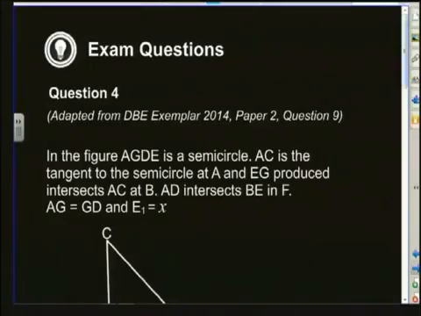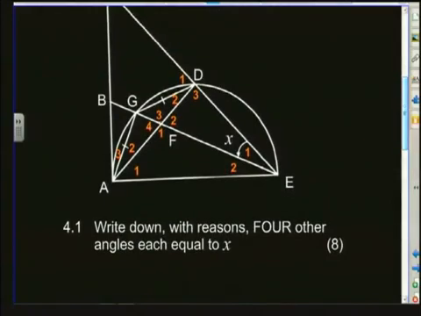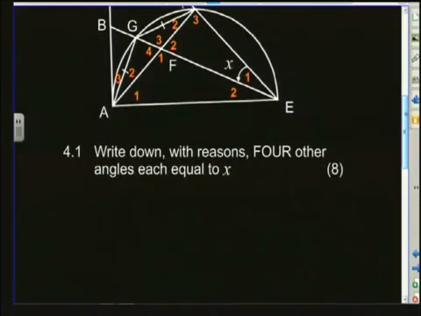All right, let's get started with 4.1, and I'll show you this on the diagram, and we will write it down as we go as well. So we're given that E1 is x. They want 4 other angles each equal to x. All right, so straight away, the thing that shouts out to me is that A2 is going to be equal to angle E1, which is going to be equal to x, and the reason for that is angles in the same segment.